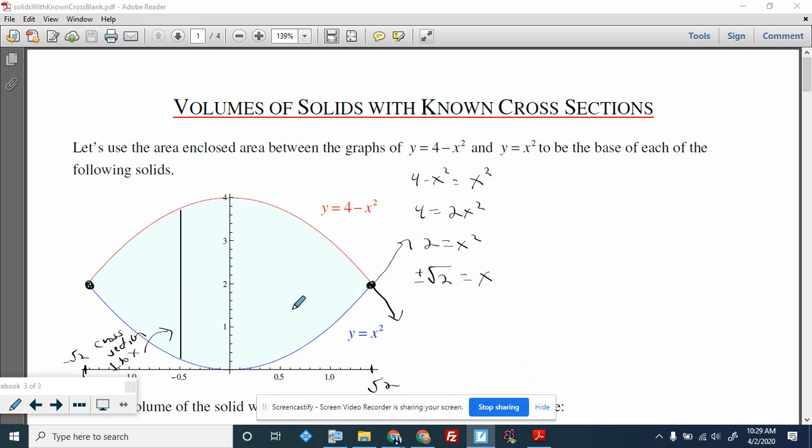All right, so you're like, all right, I got that. How the heck do I find the volume of this solid now? This is going to be a little bit bananas.